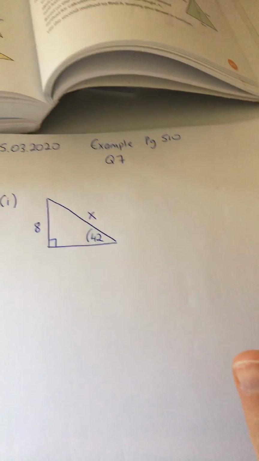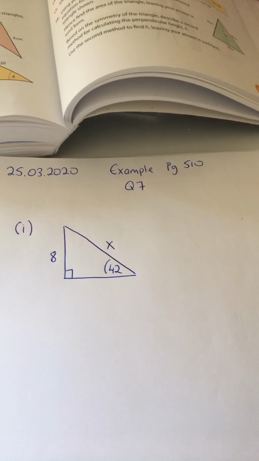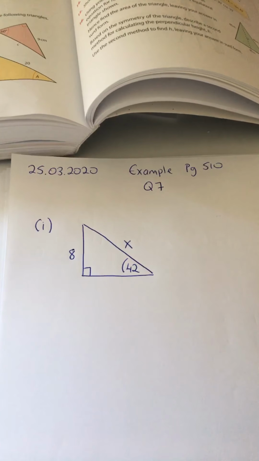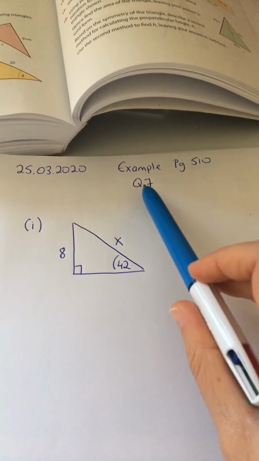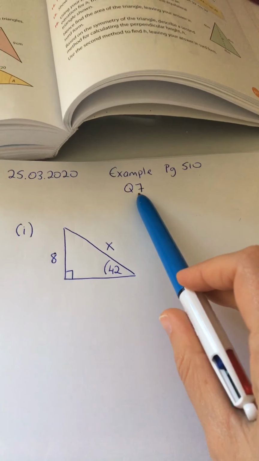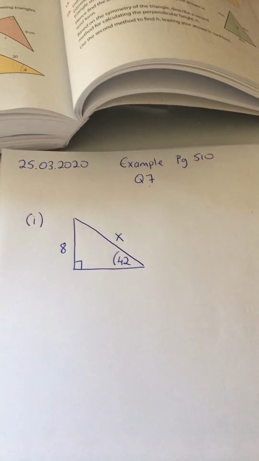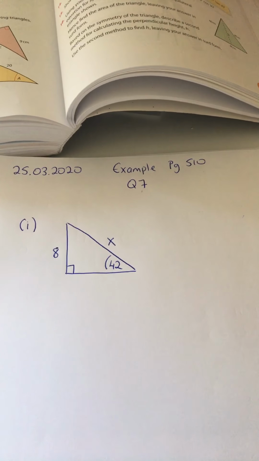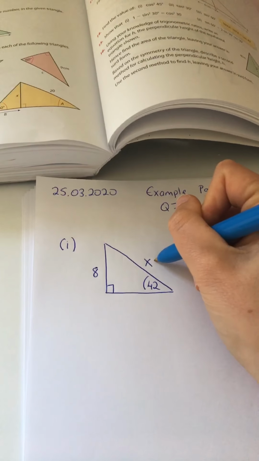Hi guys, hopefully me making this video makes this next question easier to understand. So the example that we're doing is example page 510, question 7. So pause this video and get drawing the first triangle there. So once you have that triangle drawn, we'll get labeling the sides.